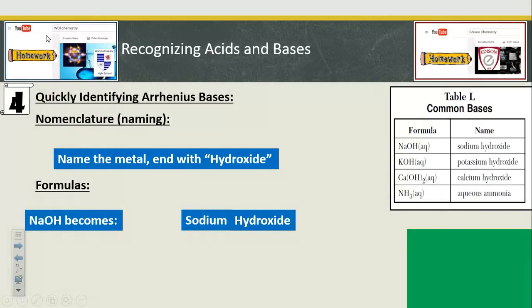The next one is strengths of acids and bases. We're going to take a tour of the pH scale and what it really means.